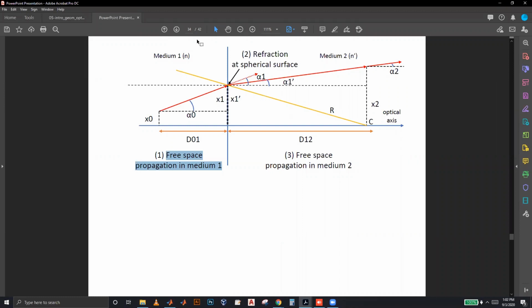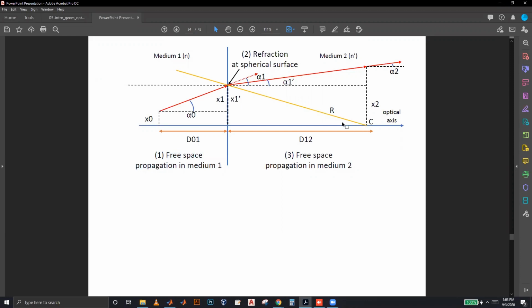It bends toward the normal. Assume, of course, n2 is n prime is greater than n. For this case, if it was the opposite, it would bend the other way, right? So in this case, suppose it's going from air to glass or air to water and so on, from a rarer to a denser medium, basically. So angle changes, height remains the same. So x1 equals x1 prime, and then it propagates for some distance more inside the medium 2, and that does not change its angle. So alpha 2 equals alpha 1 prime, but changes its height. Right? Same as the previous case when we solve this.